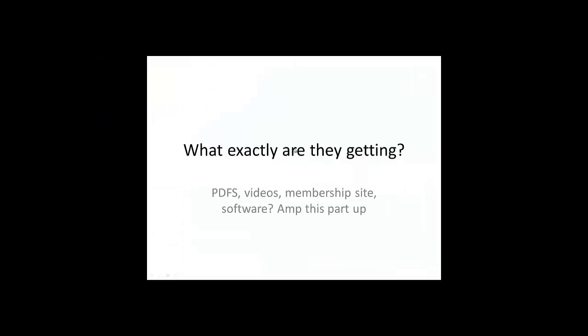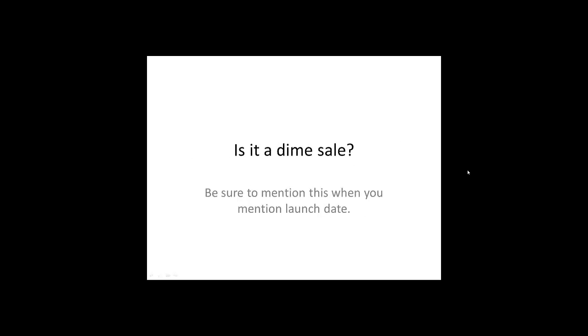Alright, sorry about that. So again, talk about what they're getting. Is it a dime sale? You're going to want to mention this every time you mention the launch date. An example would be, hey, this product goes live on February 15th at 11 a.m. Eastern, and you're going to want to be here right then, because there's going to be a dime sale, and you'll be able to lock in the lowest price possible. So that's an example of how you would say something like that.